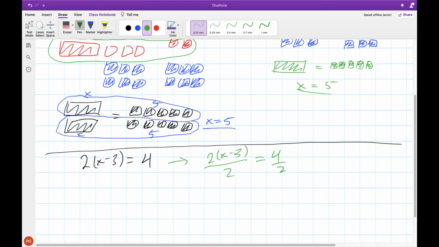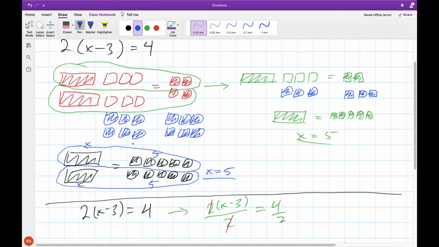If we have 2 groups of x minus 3 and we divide it into 2 pieces, those should cancel out. And we should just end up with 1 group of x minus 3. 4 divided by 2 is equal to 2. And from here, we've got a pretty easy equation to solve. We would add 3 to both sides, and we would end up with x equals 5.